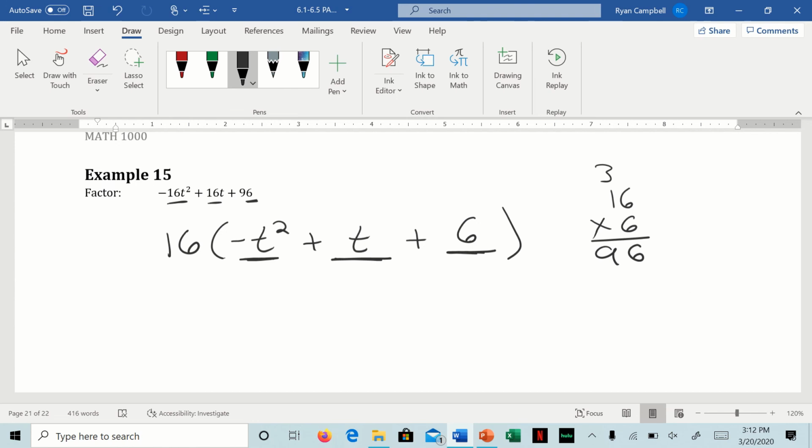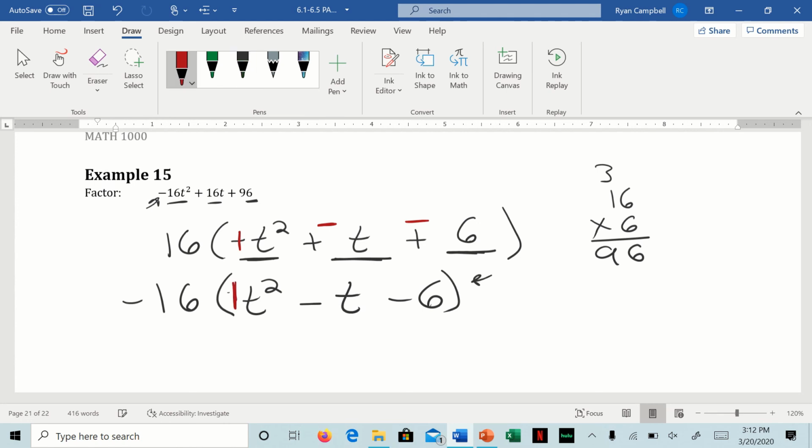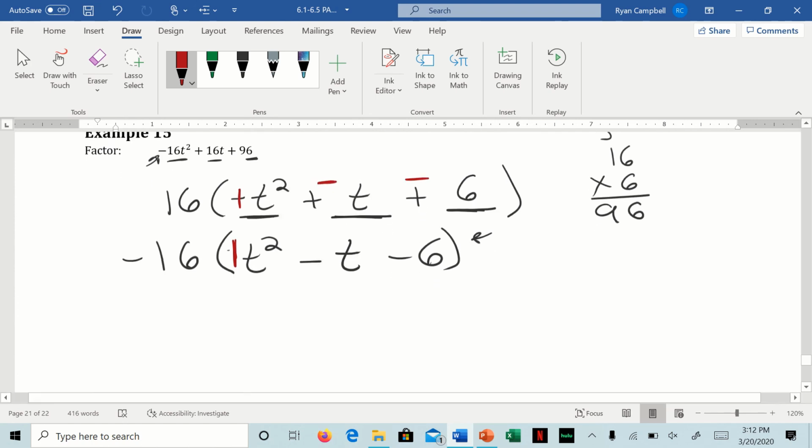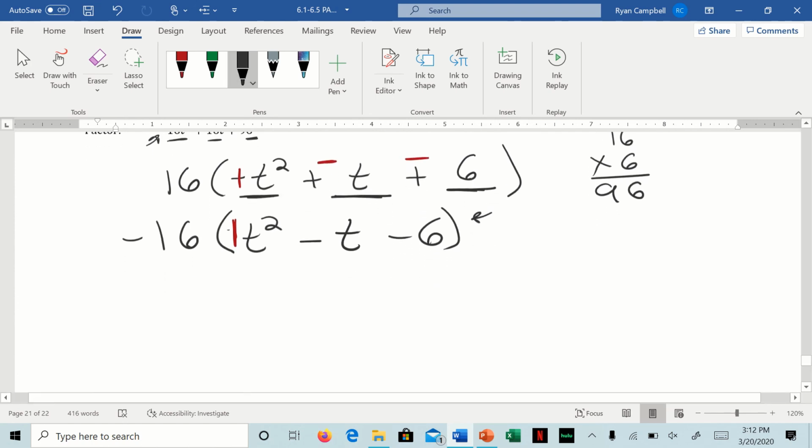However, remember I said when the leading coefficient is negative, we want to also take out that negative. So when we take out the negative, what do we do with everything else? Remember, we just switch the signs. So positive, negative, negative. So this will be positive t squared minus t minus 6. And now we end up with that 1 in front of our t squared. So we can actually do this. And that's why we wanted to make sure to factor out the negatives earlier.